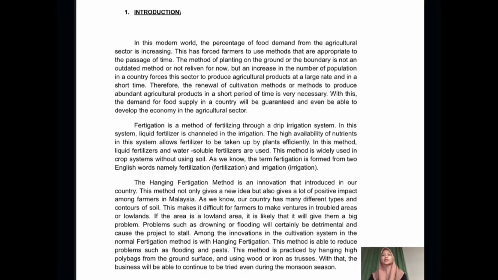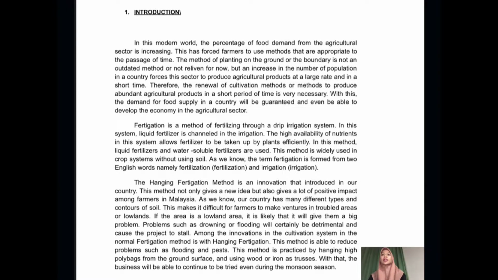Fertigation is a method of fertilizing through a drip irrigation system. In this system, liquid fertilizer is channeled in the irrigation. The high availability of nutrients in this system allows fertilizer to be taken up by plants efficiently. In this method, liquid fertilizers and water-soluble fertilizers are used. This method is widely used in crop systems without using soil. As we know, the term fertigation is formed from two English words, namely fertilization and irrigation.